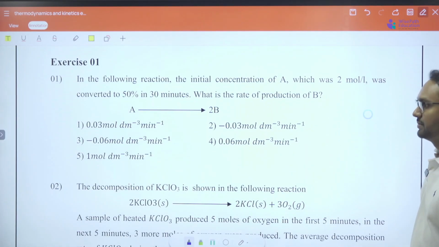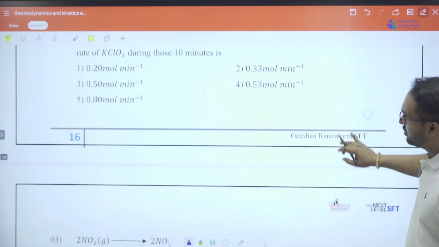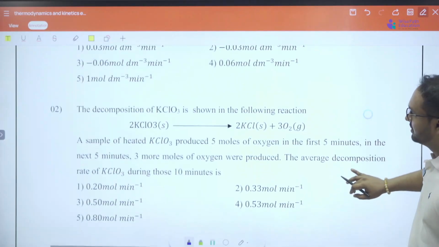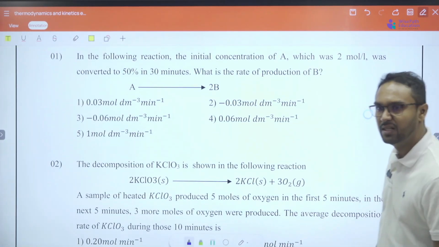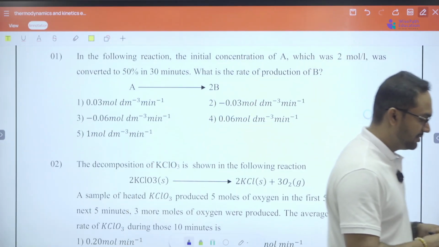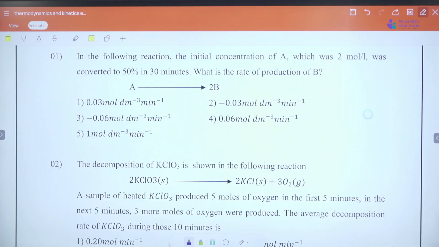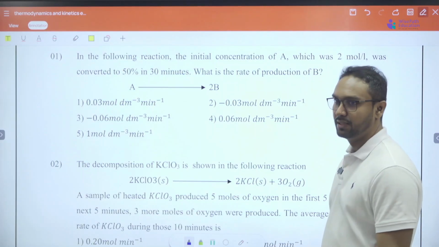Exercise 1. Do the first 2 questions, right? First 2 questions quickly. These 2 are easy. Just check by doing it, it's easy. But you have to write the formulas. Get used to writing the formulas. No, mole per liter. Yeah.